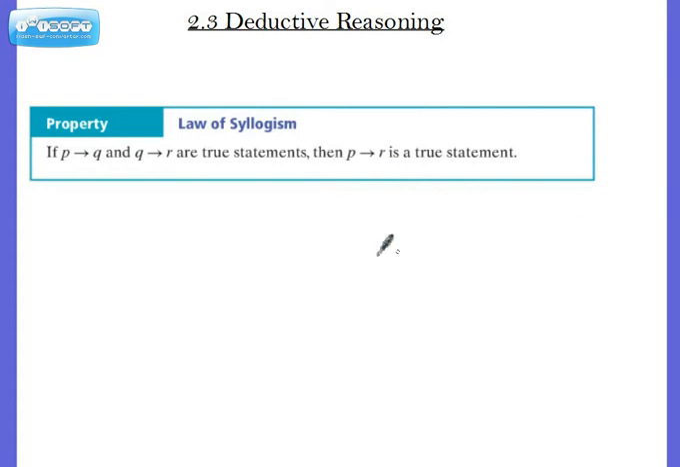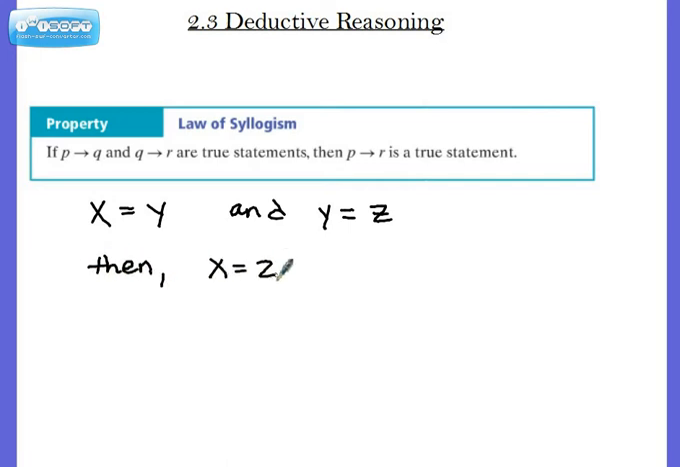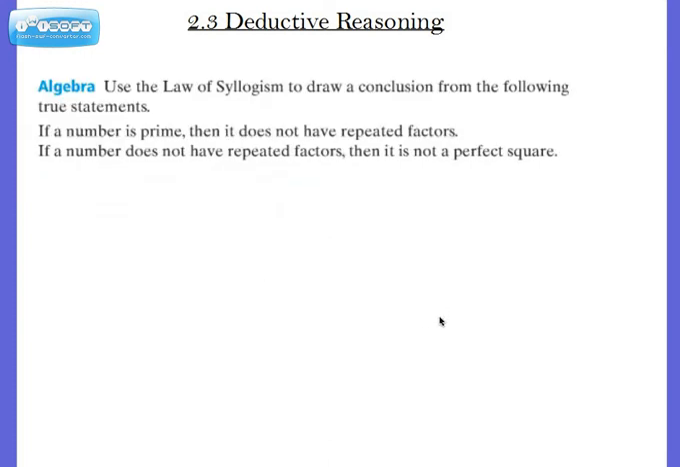So, in algebra terms, that would be like saying we know that x is equal to y and y is equal to z. Then from that, we can also conclude that x is equal to z. It's a very similar thing. That's the law of syllogism. And we're going to look at an example here of how we can use the law of syllogism.